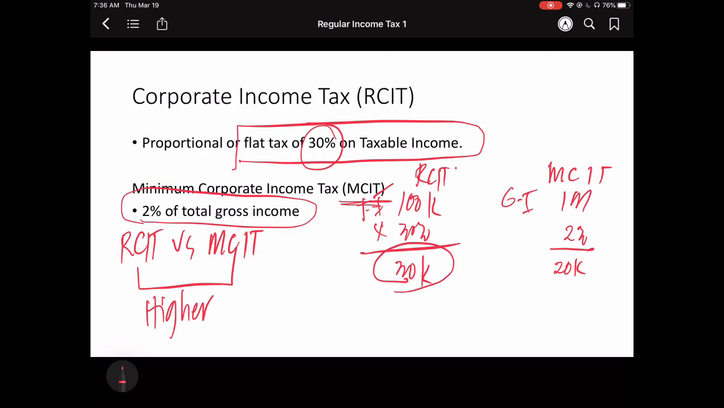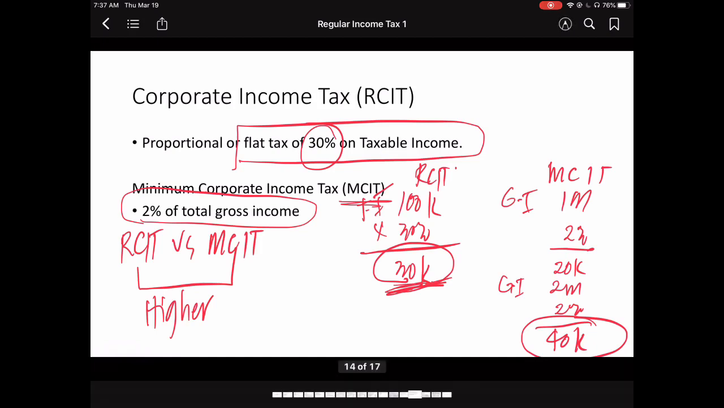Now, for example, the same taxable income of 100,000, 30% or 30,000, but your gross income is 2 million. 2% of 2 million is 40,000. So now, the MCIT, meaning minimum corporate income tax, is the minimum you must pay, 40,000. Compared to 30,000, you are going to pay 40,000 because it is much higher than your RCIT. So, in short, for a corporation, you have to compute both the RCIT and the MCIT to identify how much tax the corporation will pay.